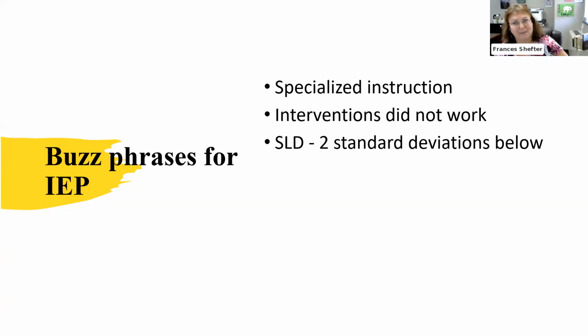SLD, this is always a big one. So they'll say 2 standard deviations below. What does that mean? It's a 15-point spread between achievement score and intelligence score. So if your IQ is 107, anything below 77 on your achievement score is 2 standard deviations below and will get you qualified for SLD.